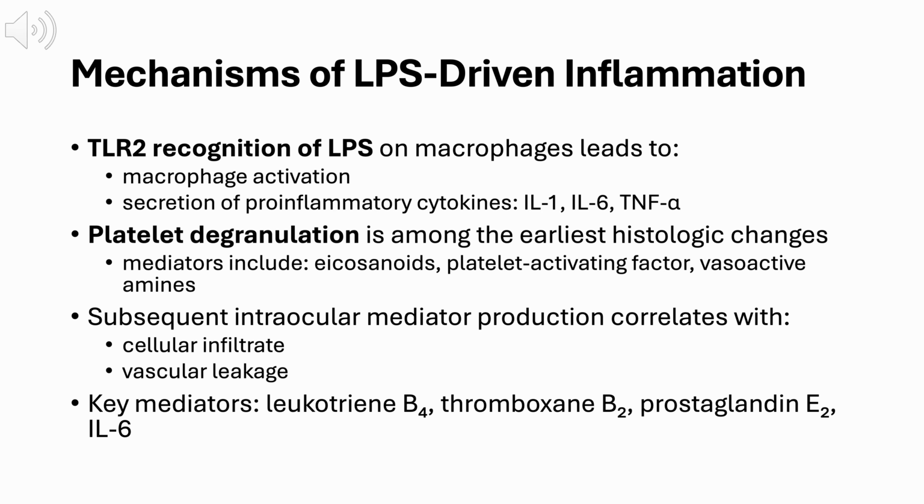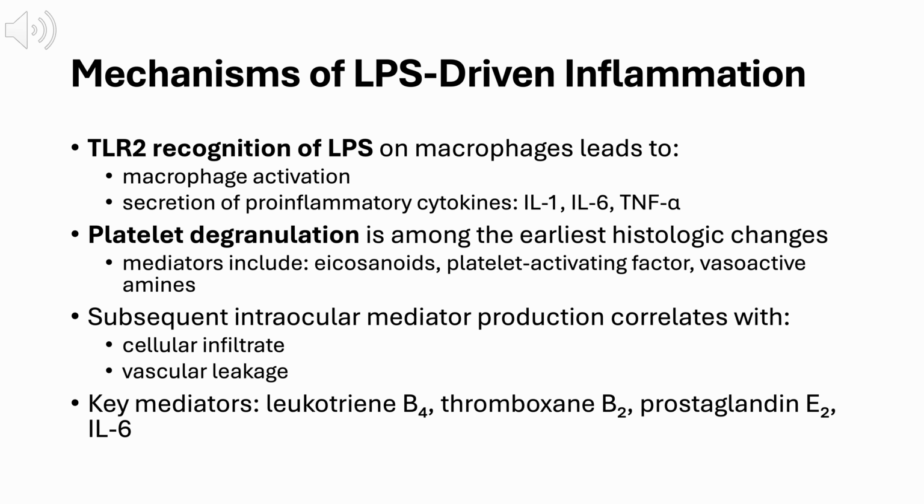LPS-driven inflammation begins when toll-like receptors on macrophages recognize the bacterial signal, leading to macrophage activation and release of pro-inflammatory cytokines such as interleukin-1, interleukin-6, and tumor necrosis factor alpha. One of the earliest histologic changes is platelet degranulation, which releases eicosanoids, platelet activating factor, and vasoactive amines. These mediators promote vascular permeability and leukocyte recruitment.